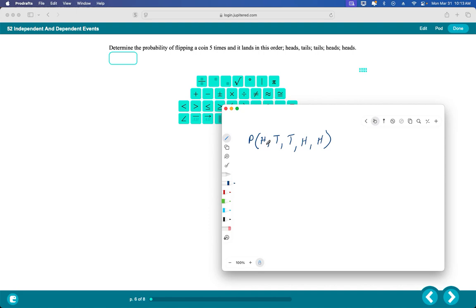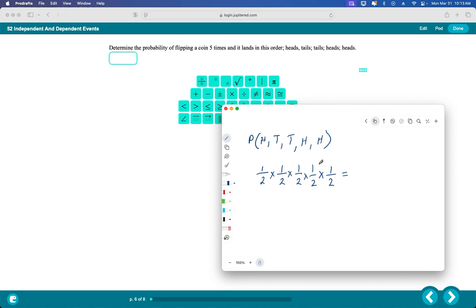So when we flip a coin, there's only 2 possible outcomes, right? Either heads or tails. Heads is one of those outcomes, so it's 1 out of 2 outcomes. Tails is the other outcome, 1 out of 2 outcomes. Again, tails, 1 out of 2 outcomes. Heads, 1 out of 2 outcomes. And heads again, 1 out of 2 outcomes. Now all you have to do is multiply.